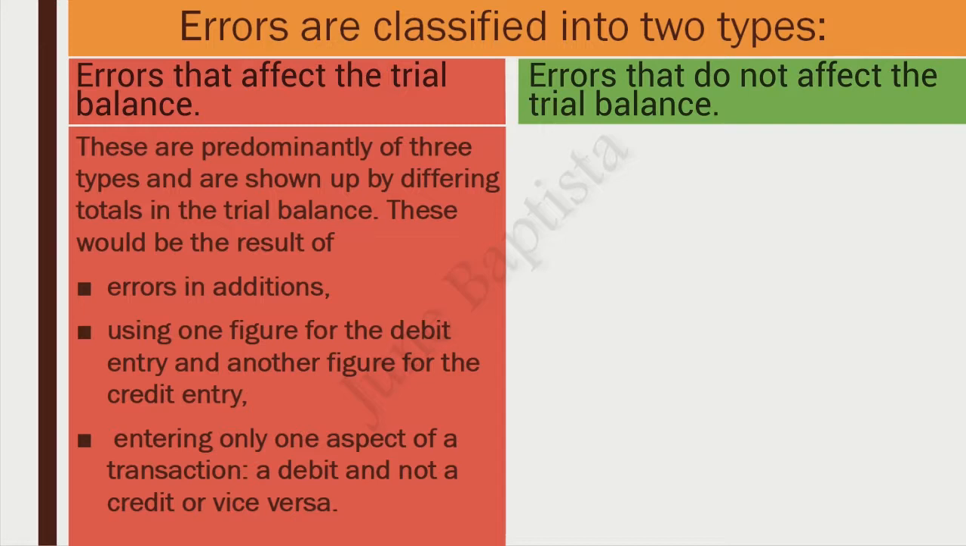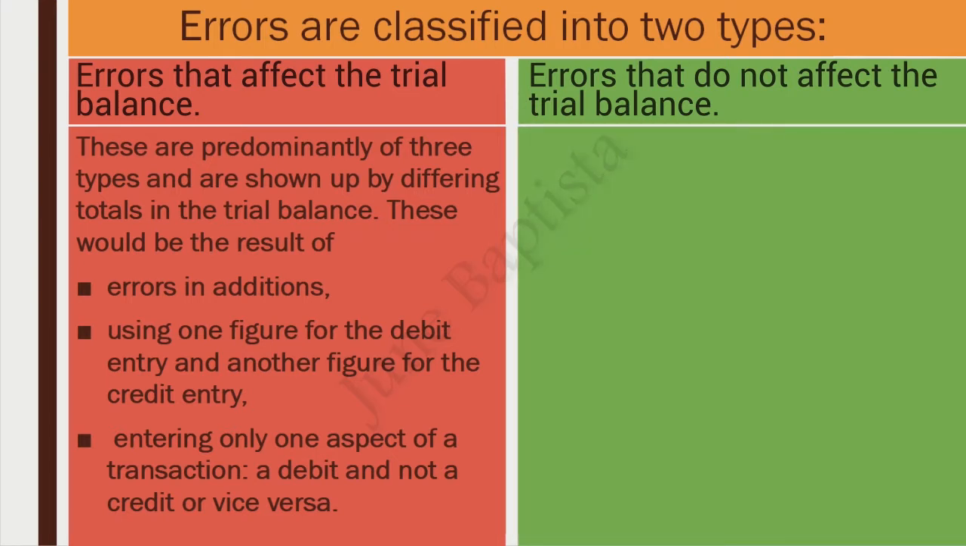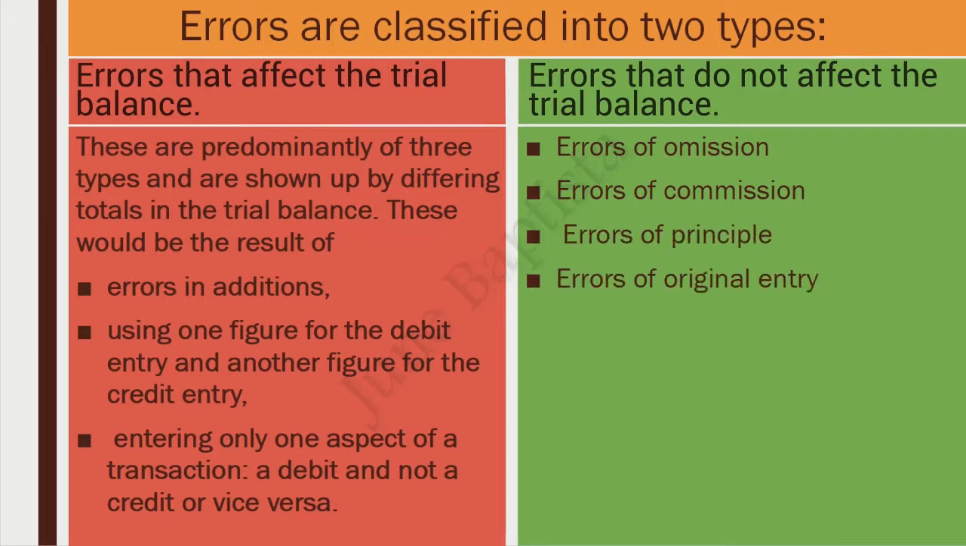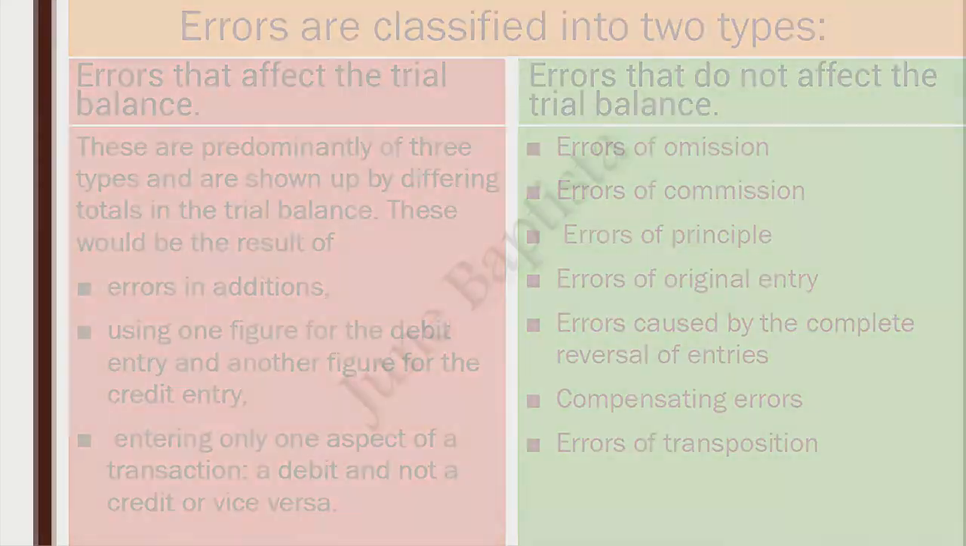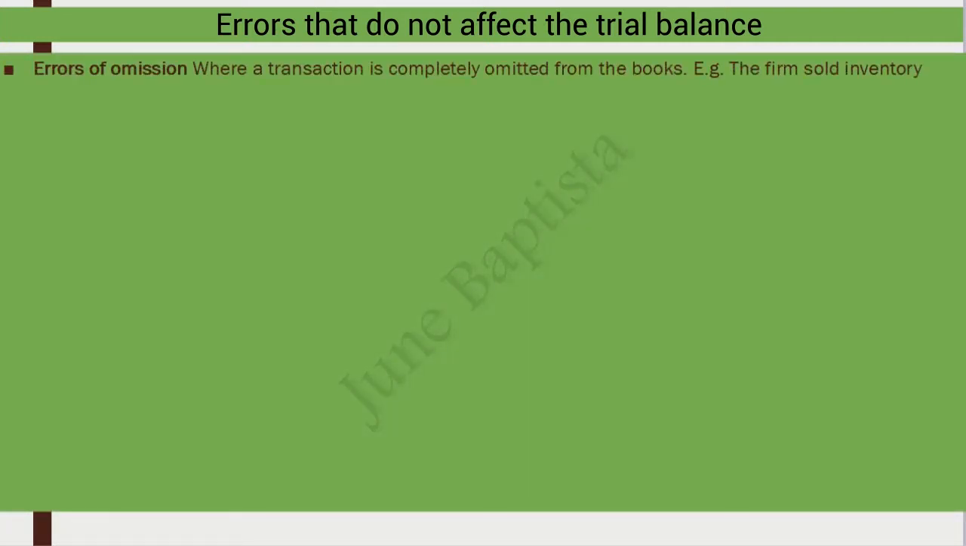Let us now look at errors that do not affect the trial balance. These errors have names: errors of omission, errors of commission, errors of principal, errors of original entry, errors caused by the complete reversal of entries, compensating errors, and errors of transposition. Let us look closely at the errors that do not affect the trial balance. They have names. Errors of omission.